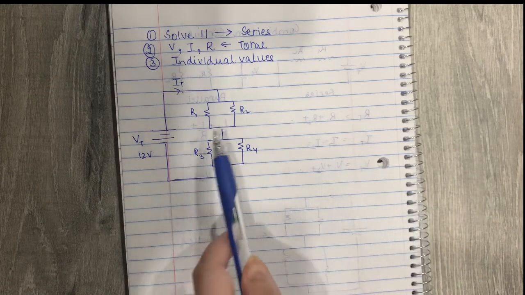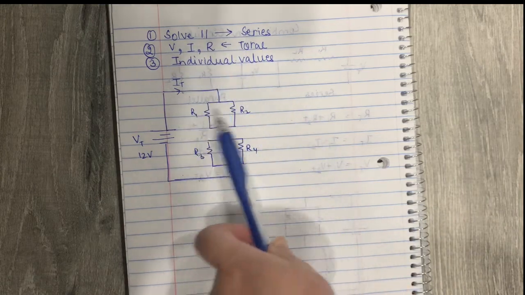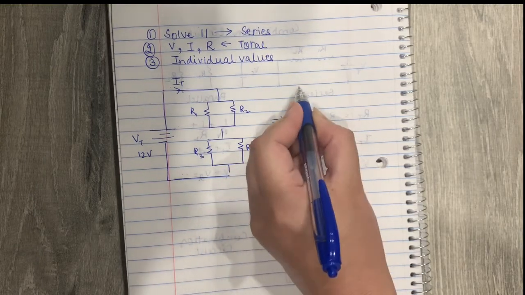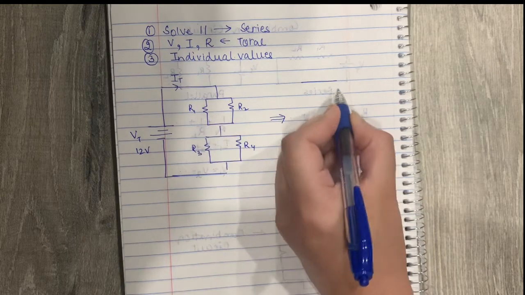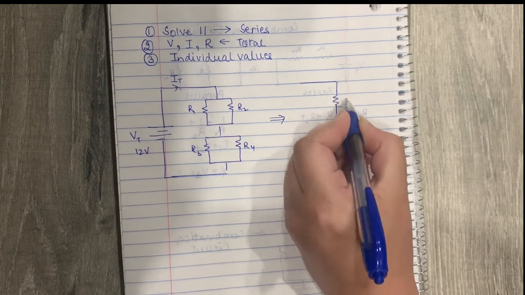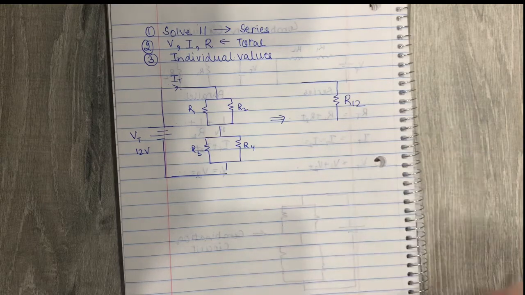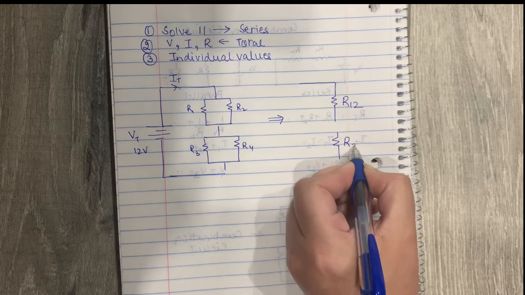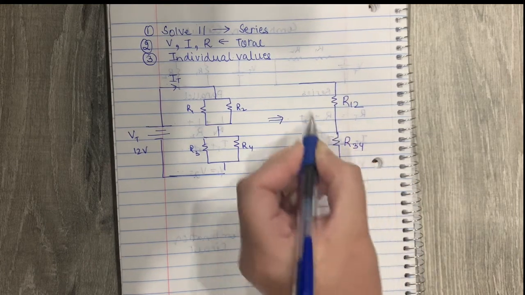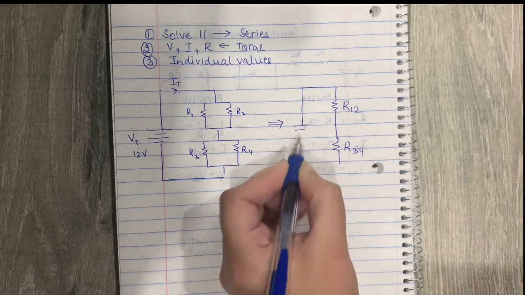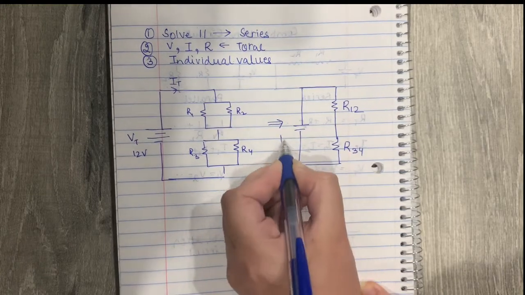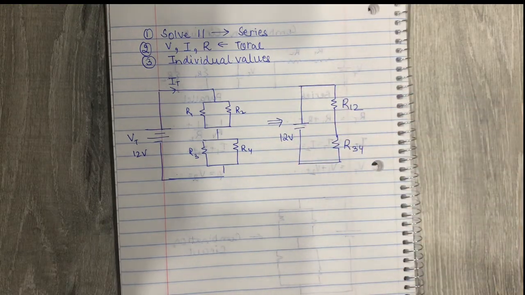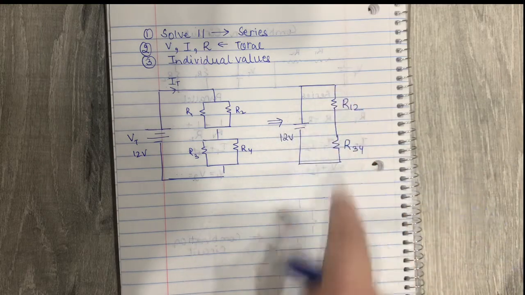Now, as I told you, the first step involves solving a parallel circuit into series. So on solving the parallel circuit R1 and R2, let's say it gives us a value of R12. Similarly, the value of R3 and R4 on solving will be one value, and both of these resistors are in series with the power supply of 12 volts. Now we have to find all the values of resistance, voltage and current across this solved circuit.